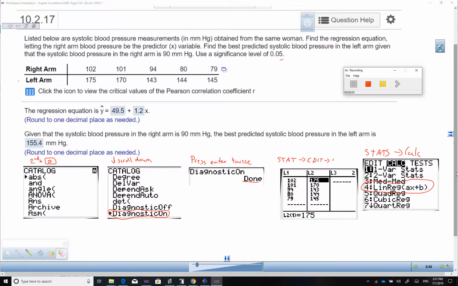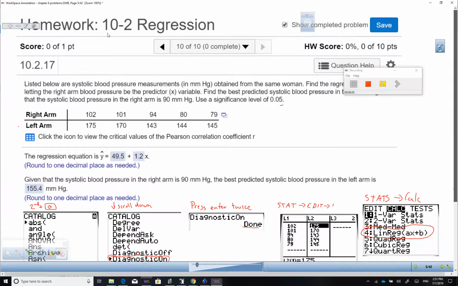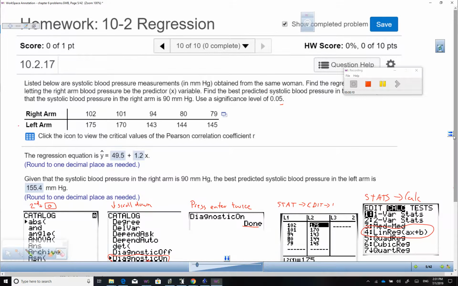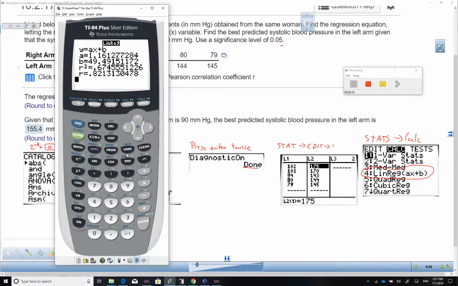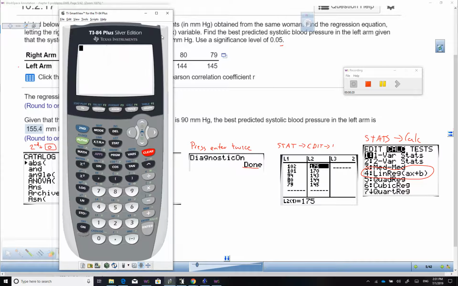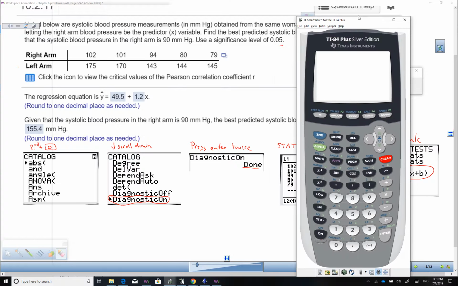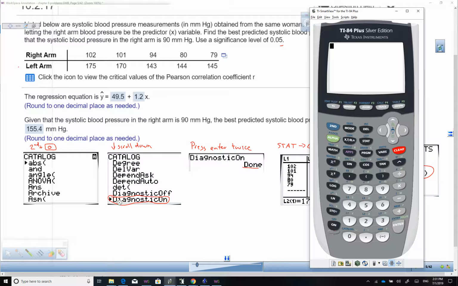Okay, this is problem number 10 on section 2 of chapter 10. For this problem, the first thing we've got to do is set up the calculator and turn the diagnostic on. Let me show you how to do this. On the calculator, you need to turn this diagnostic option on. You have to do this only once. You don't have to do this in every single problem. Once you do it, it will stay on, and you don't have to worry about it.